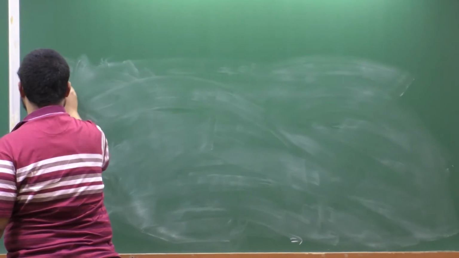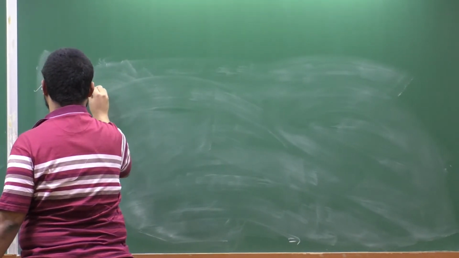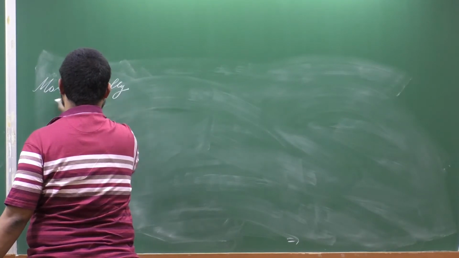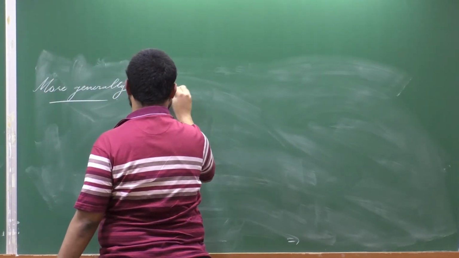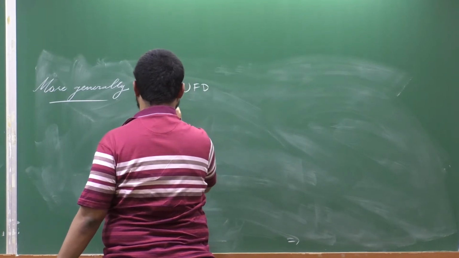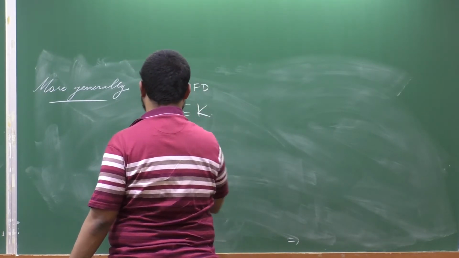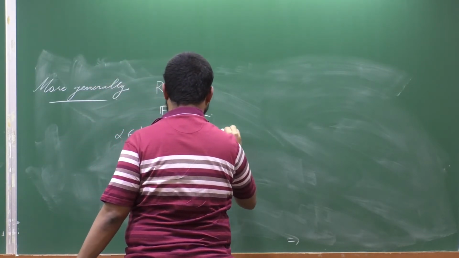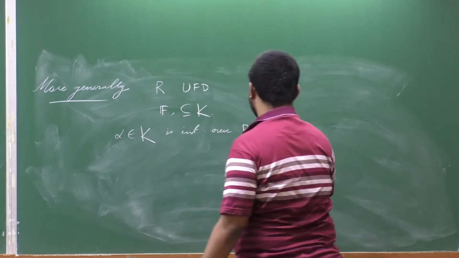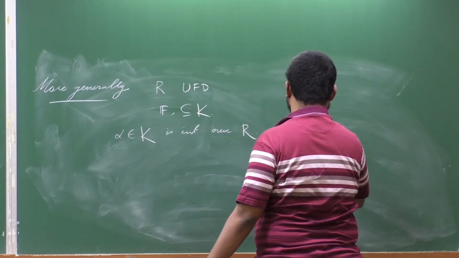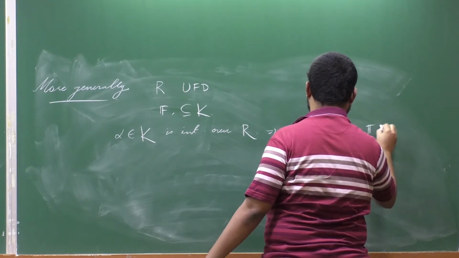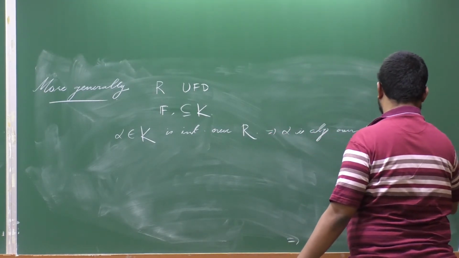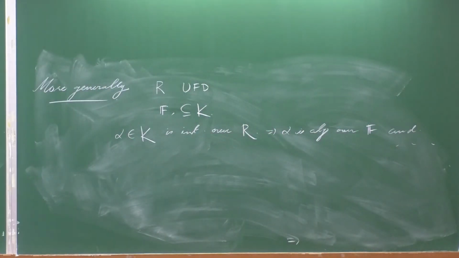More generally, suppose R is a UFD, F is its field of fractions, K is an extension of that, and alpha belongs to K and is integral over R. Then alpha is algebraic over F, and the minimal polynomial has coefficients from R. The same proof goes on.